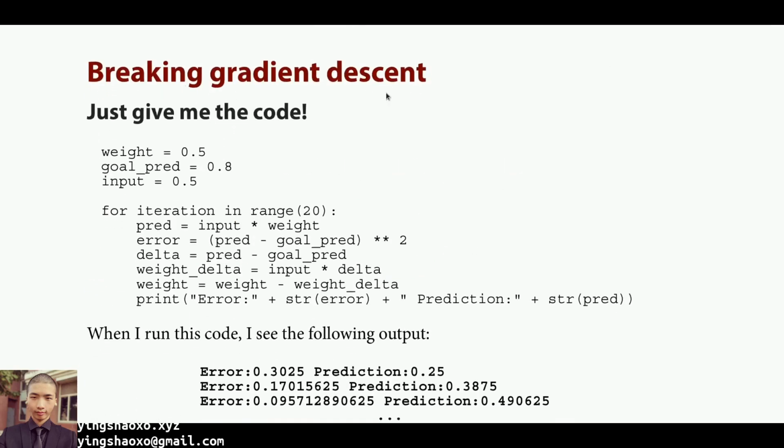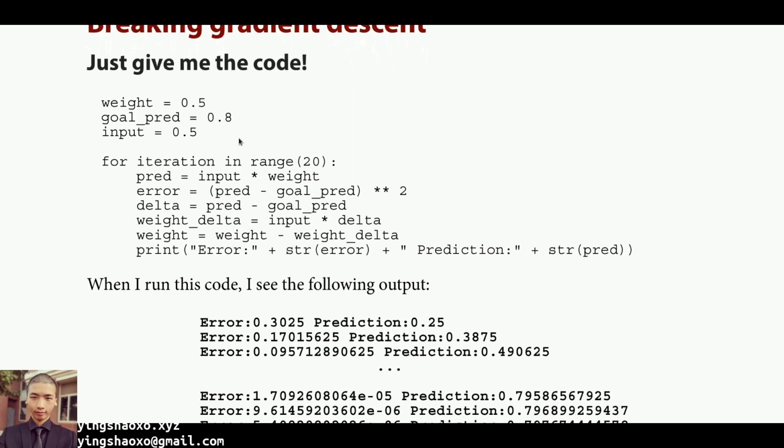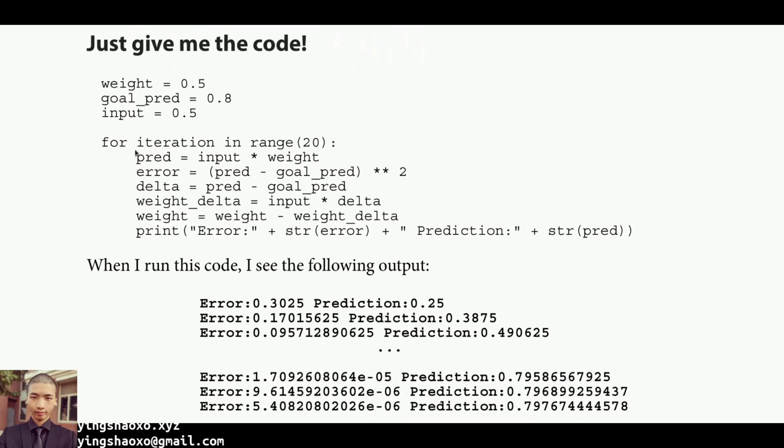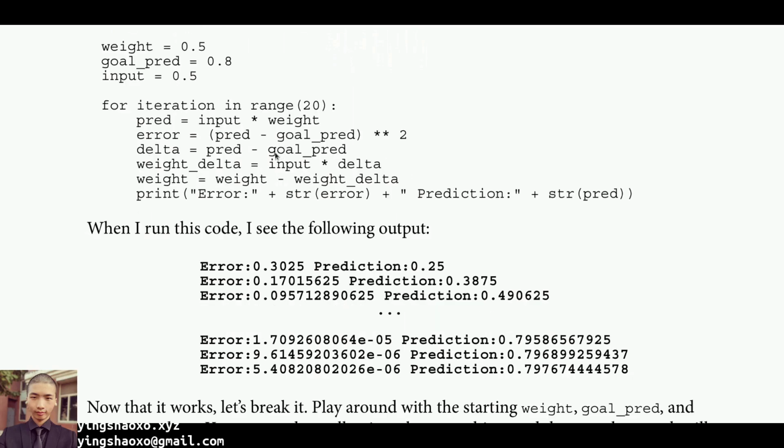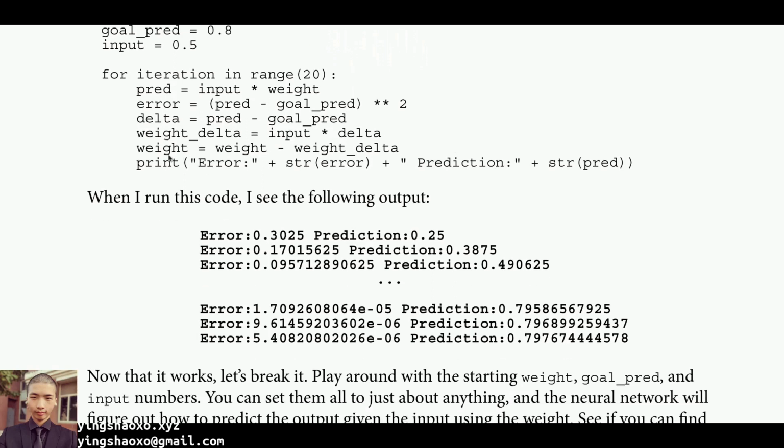Breaking gradient descent, just give me the code. Weight equals 0.5, goal prediction equals 0.8, input equals 0.5, for iteration in range 20: prediction equals input times weight, error equals (prediction minus goal prediction) squared, delta equals prediction minus goal prediction.